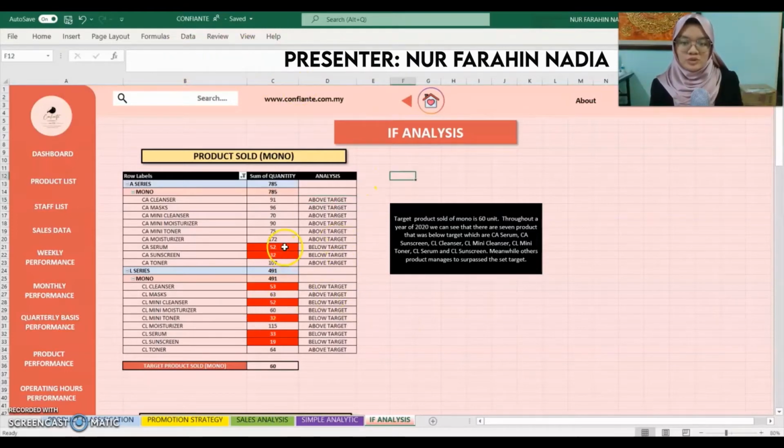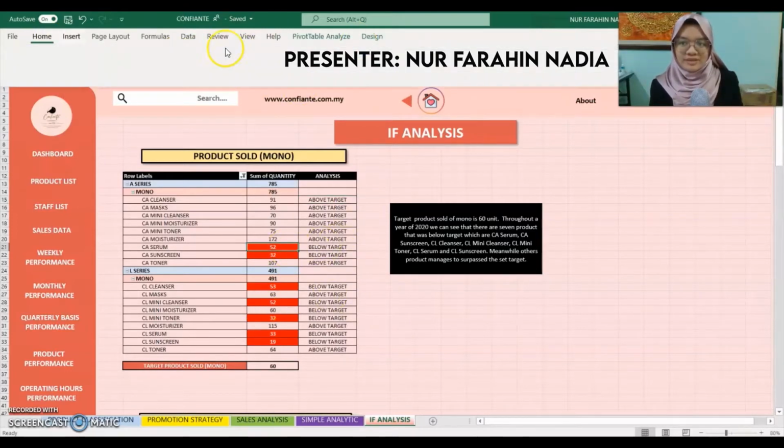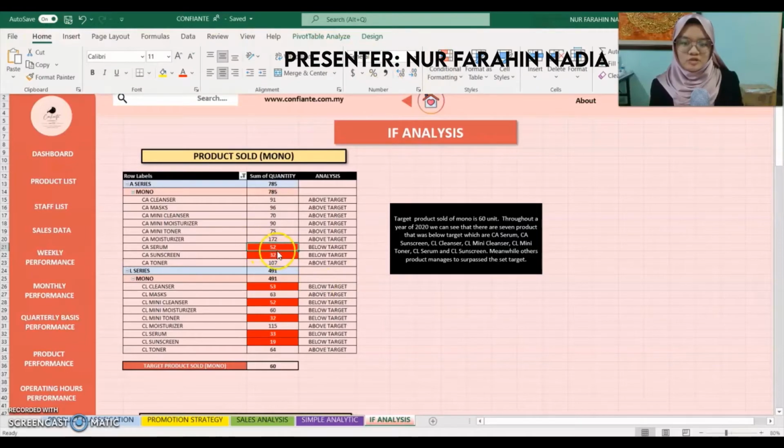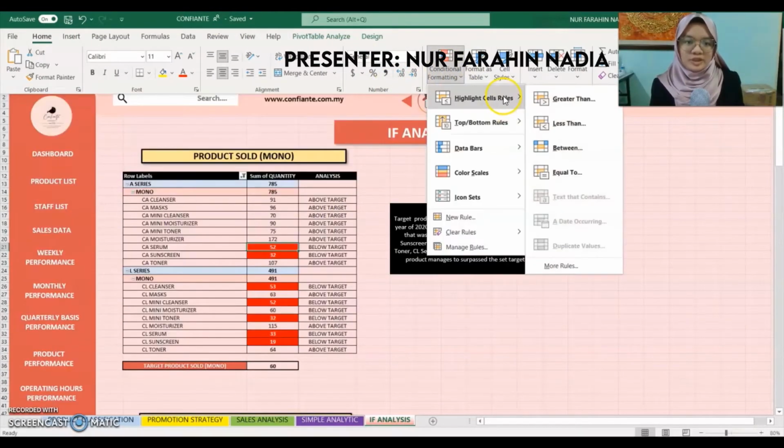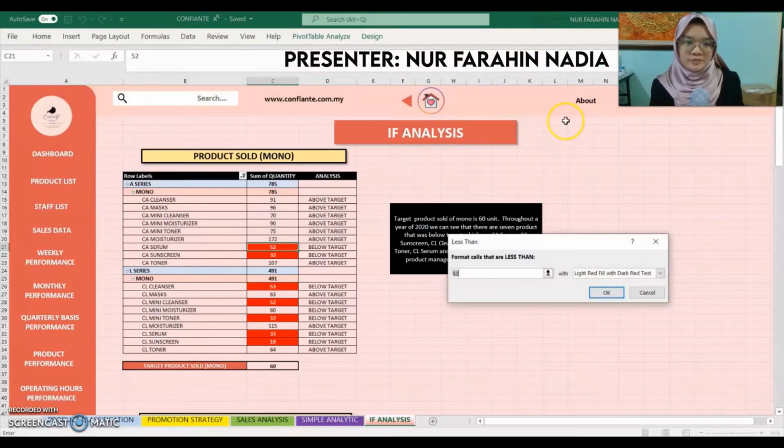We also use conditional formatting here to highlight the amount of below target. So we click here and click here, and we insert the amount of the target that we want. And if the amount of, for example, the product sold is below the target, it will be automatically highlighted in red.